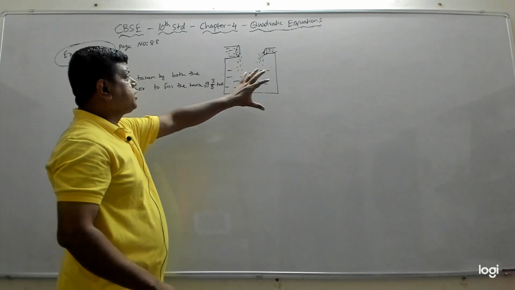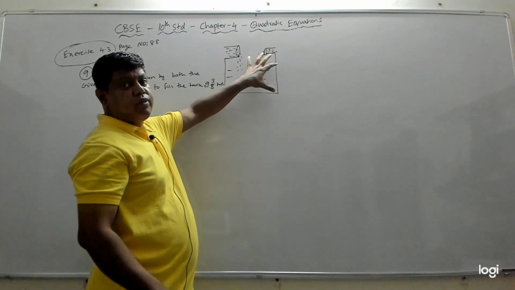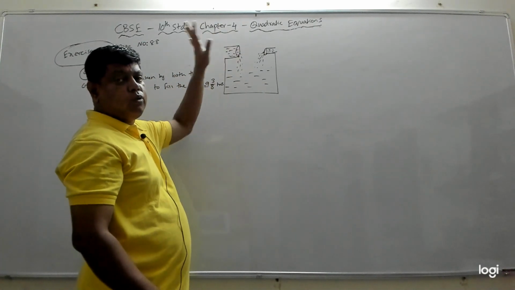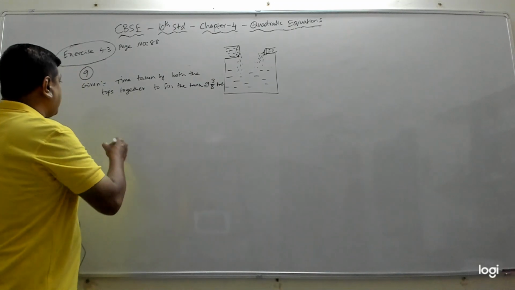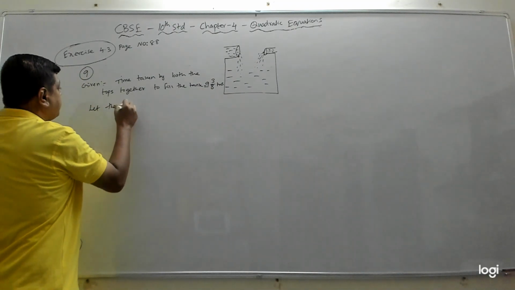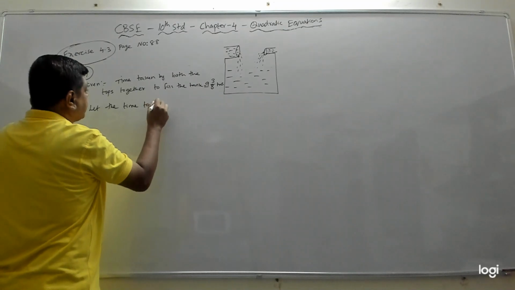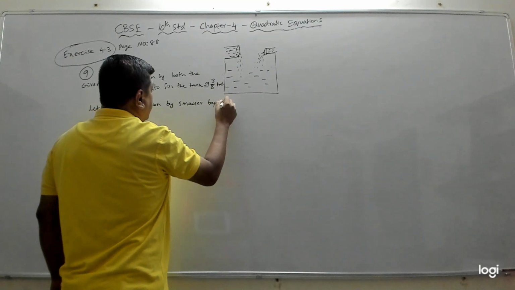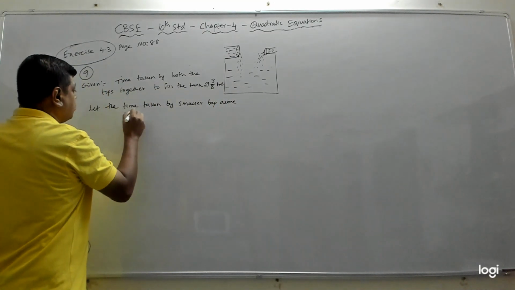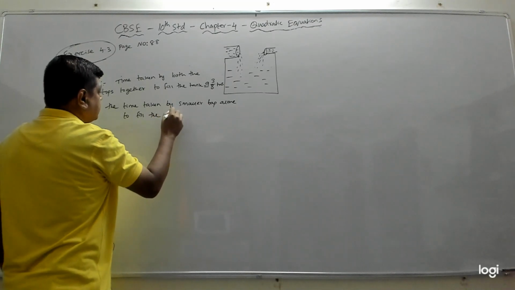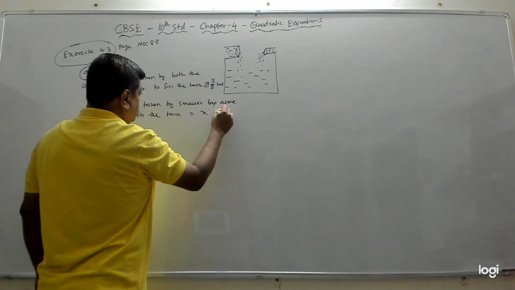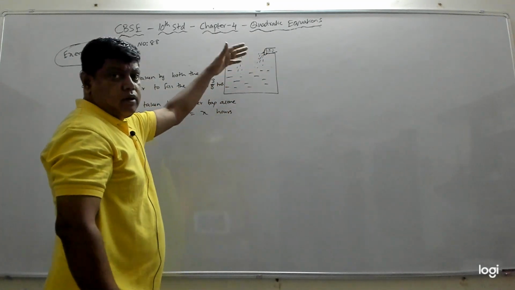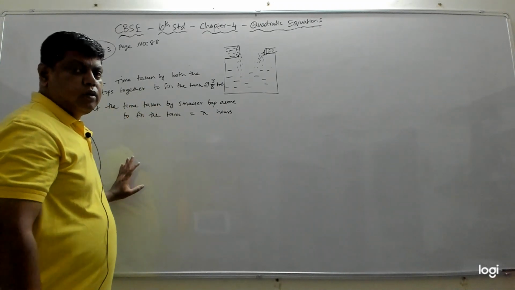Now we need to find how much time the smaller tap alone will take to fill this tank, and how much time this larger tap alone will take to fill this tank. That we don't know. So we'll assume that the time taken by the smaller tap alone to fill the tank is equal to x hours. Suppose this tap is not open, only the smaller tap alone is filling the tank. Let's assume that it takes x hours to fill the complete tank.